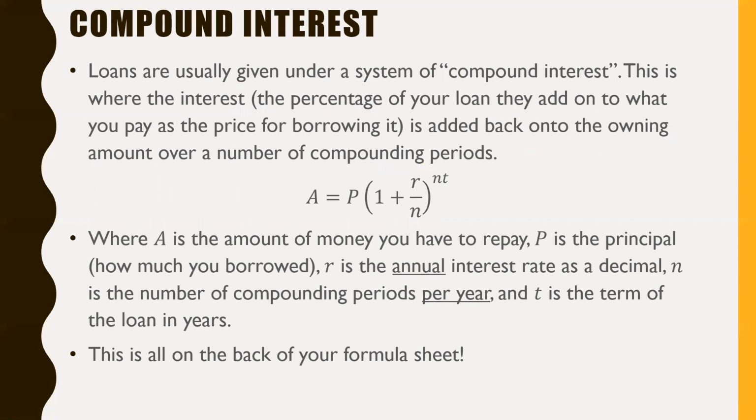Just in case you've forgotten what compound interest is, loans are usually given under a system of compound interest. This is where the interest, in other words, the percentage of the loan that they add on to what you pay as the price for borrowing it, is added back onto the owing amount over a number of compounding periods. Basically, you borrow a certain lump sum of money, and then every month or so, whatever your compounding period is, maybe every 2 months, maybe every year, usually every month though, they'll add a percentage of what you borrowed onto what you have to pay.